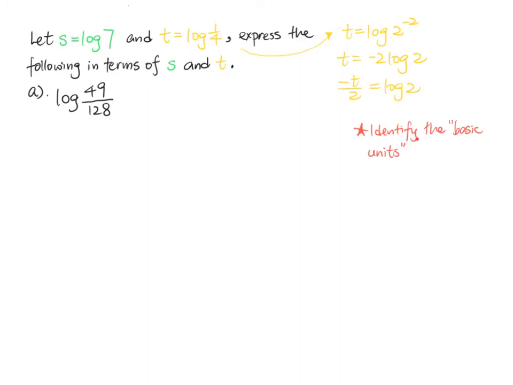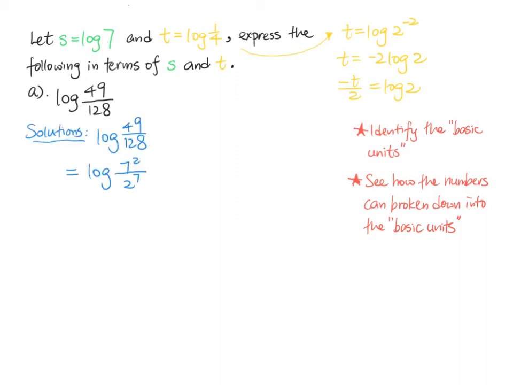Now after we've identified the basic units, we look at the question and see how our numbers can be broken down into the basic units. In this case, how are these rewritten in terms of 7 and 2? I know that 49 is the square of 7, the basic unit, and 128 is the 7th power of 2, another basic unit.